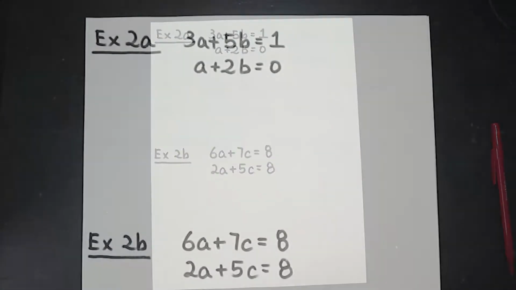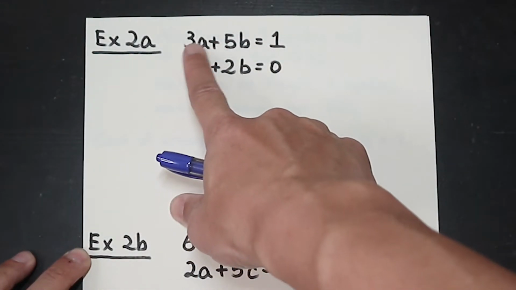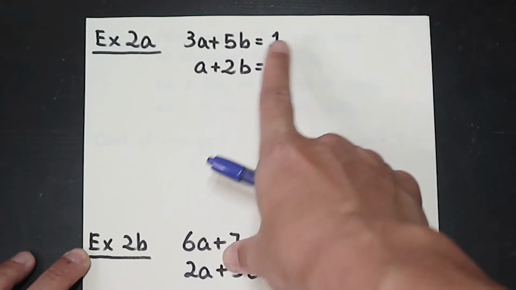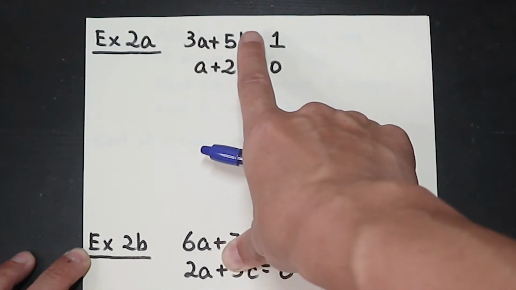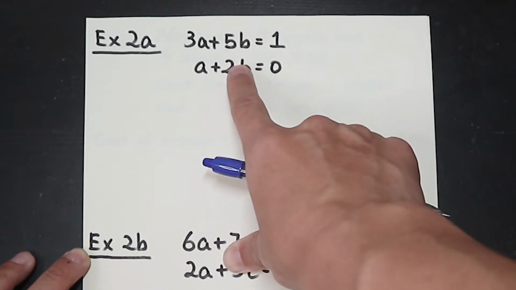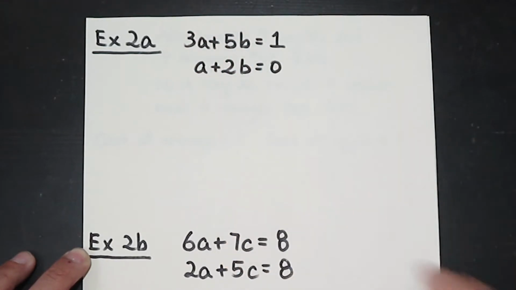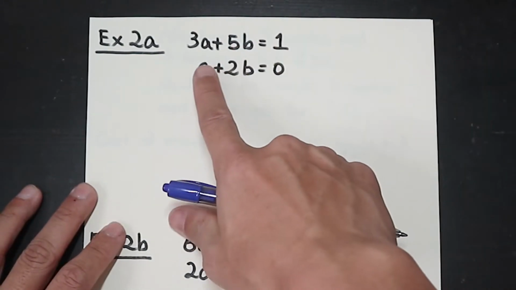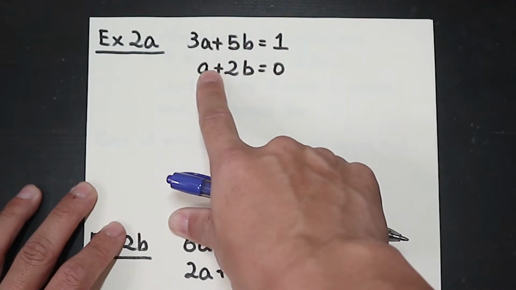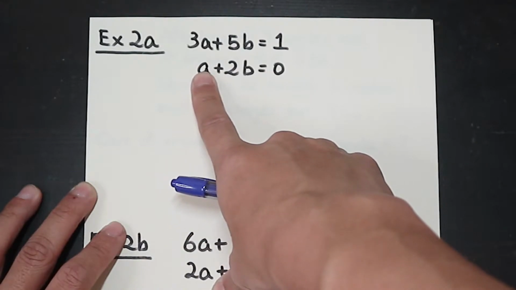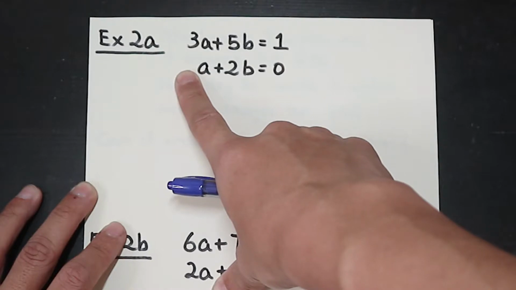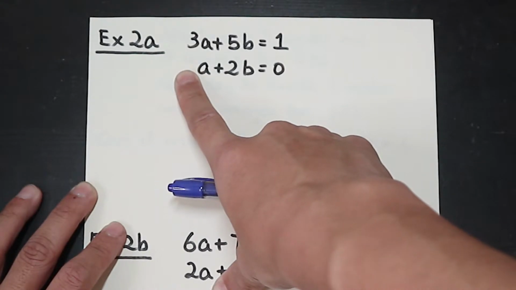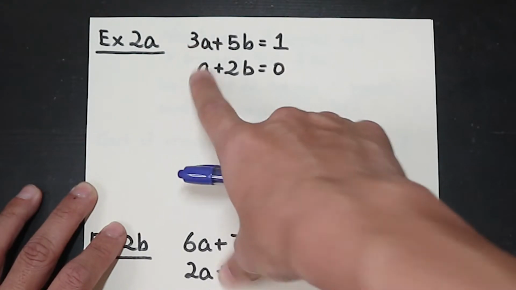What do I do? In example 2a, the equation is 3a plus 5b is equal to 1. And the second equation is a plus 2b is equal to 0. So first, I see that, well, 5 and 2 are not opposite, and 3 and 1 are not opposite. I mean, they're all positive, actually. But I was wondering, well, since I have the a, right? Well, the bottom equation, I have a with a coefficient of 1 in the front. Can I multiply the bottom equation by numbers so that it becomes 3?